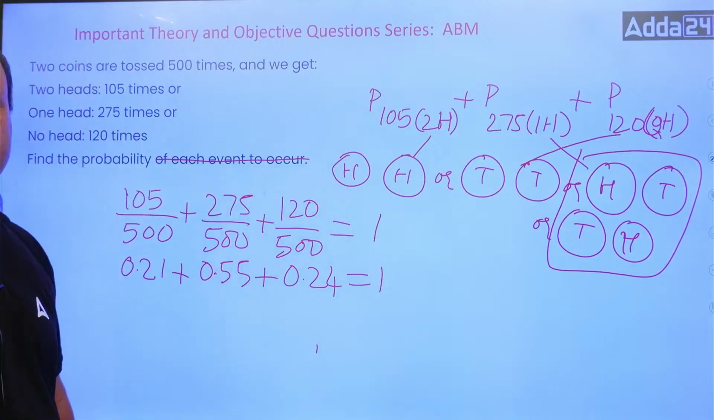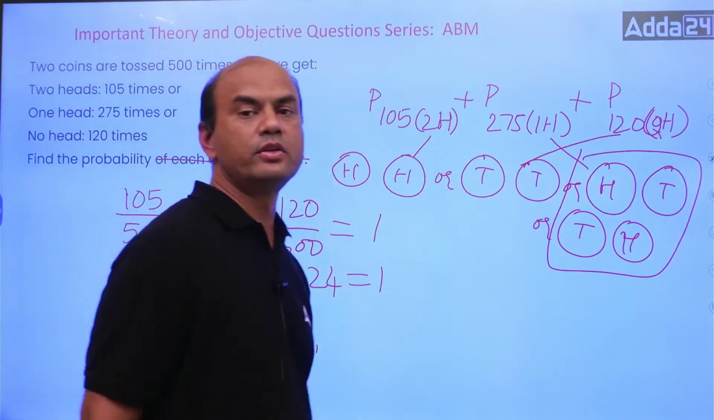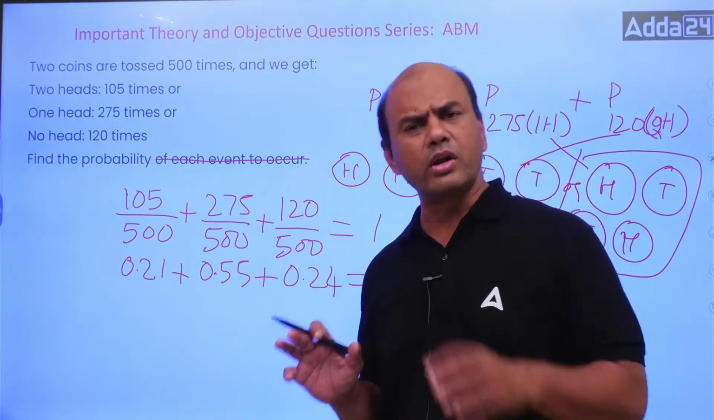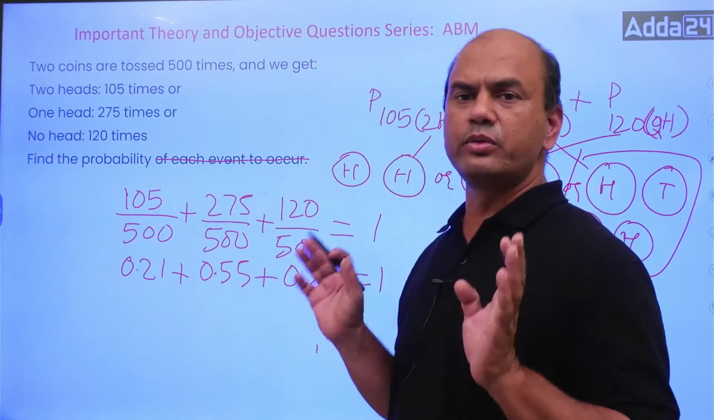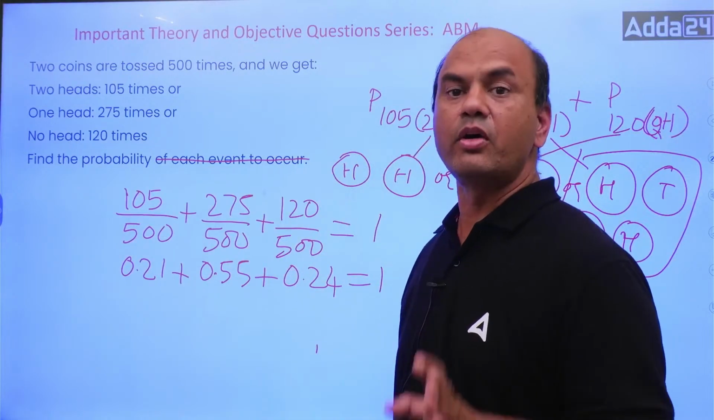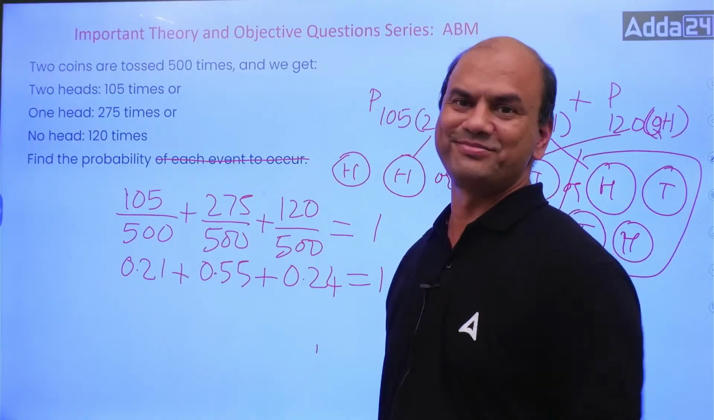Got it, everyone? So this is how this knowledge of probability is required over here. Kindly note, whenever all the possibilities are there and you add all the possibilities, the answer of that probability will always be equal to 1.